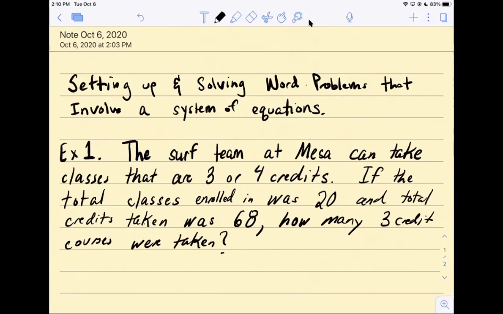All right. So I'm just going to read this over one more time. Example 1, the surf team at Mesa can take classes that are either 3 or 4 credits. If the total classes enrolled was 20 and the total credits, cumulative credits, was 68, how many 3-credit courses were taken?